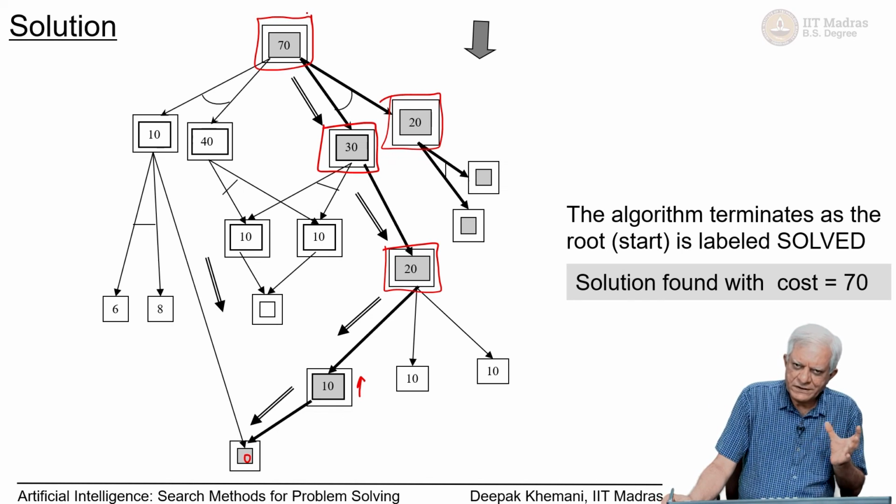The important point is that underestimation forces an algorithm to explore all options before terminating, and by the time it has finished exploring all options, it would have picked the best solution. So, this is just an informal argument we are giving for the fact that this algorithm AO star is admissible, provided the heuristic function underestimates the actual cost.